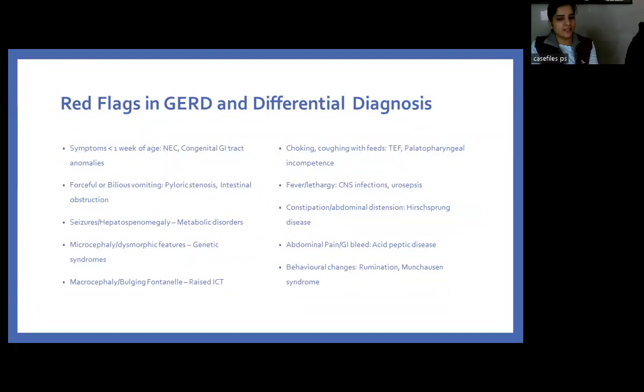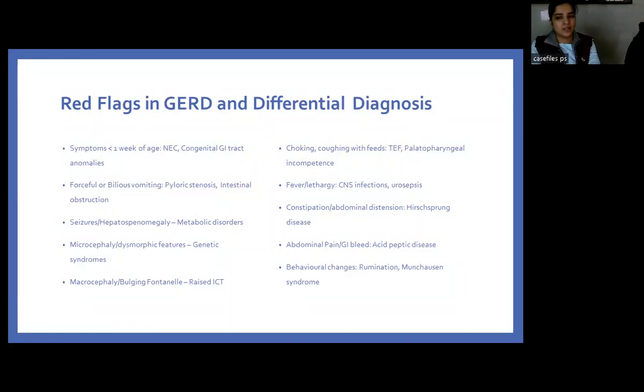If there is microcephaly along with dysmorphic features, certain genetic syndromes can be excluded. If macrocephaly and bulging fontanelles are there, then raised ICT features have to be differentiated. If patients present with choking and coughing with feeds, then TEF and palatopharyngeal incompetence are to be ruled out. If the patient has fever or lethargy, then infections other than the GIT, that is CNS infection and neurosepsis, are to be ruled out.